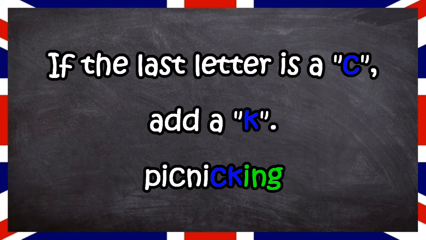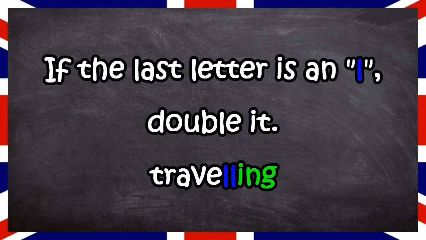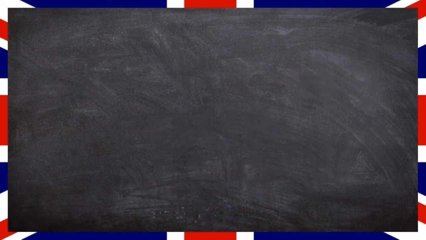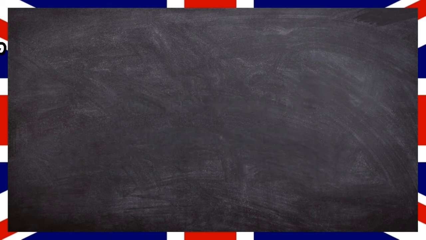If the last letter is a C, add a K, picnicking. If the last letter is an L, double it, traveling. This doesn't actually happen in American English, so for example, traveling is spelled with one L in American English.